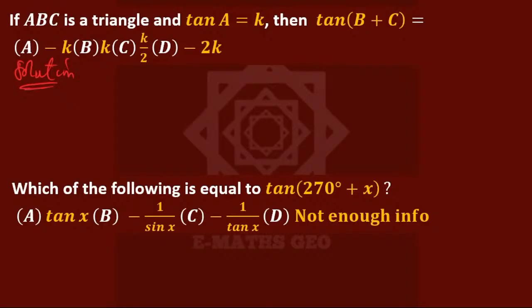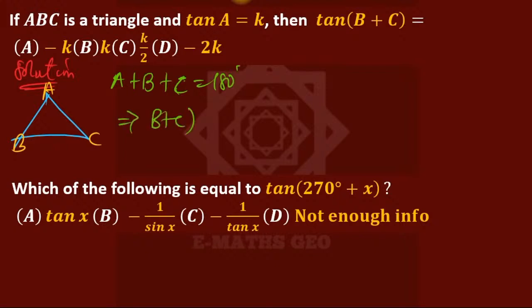Okay. This question is still simple. We have triangle ABC, so these are the angles: angle A, angle B, and angle C. Everybody here knows that the sum of angles in a triangle is always 180. So if you add angles A, B, and C, you get 180. If we now make B plus C the subject of the formula, we have 180 minus A.